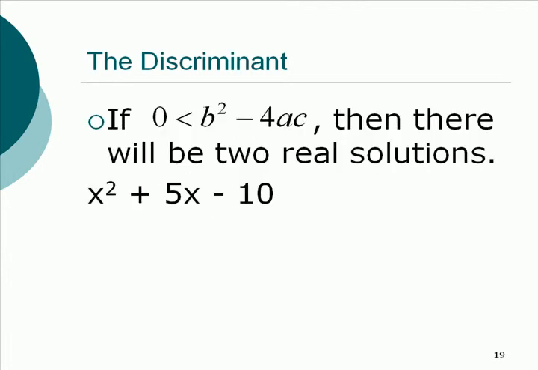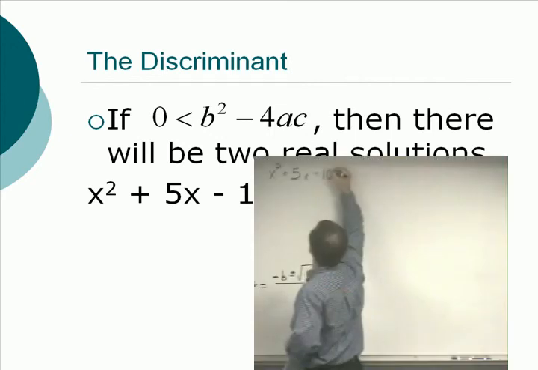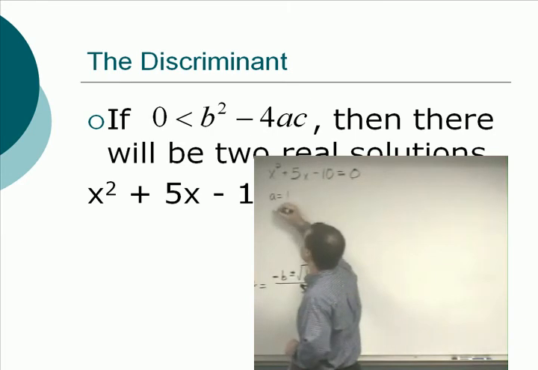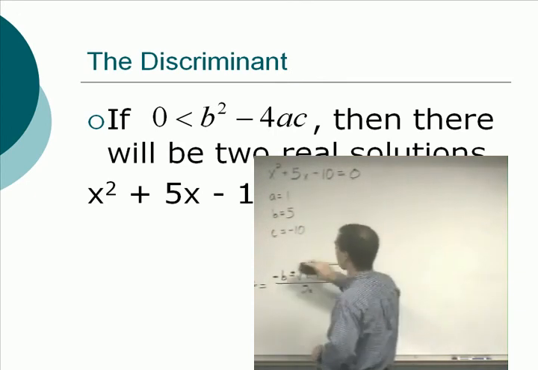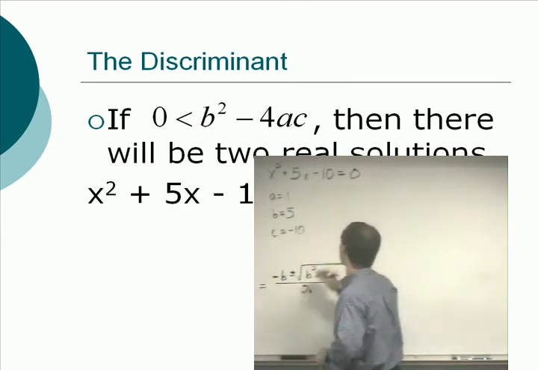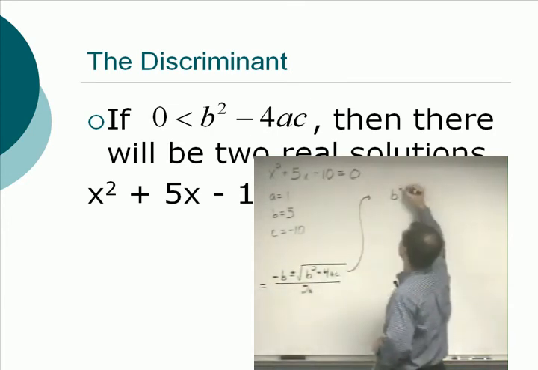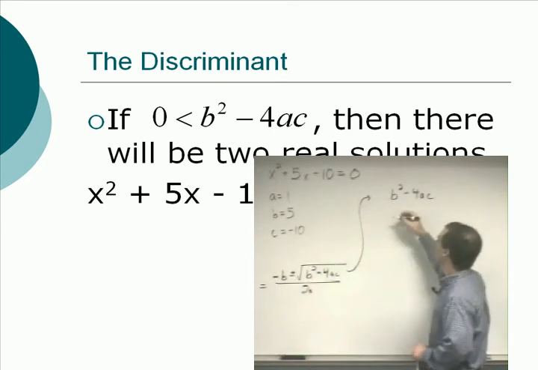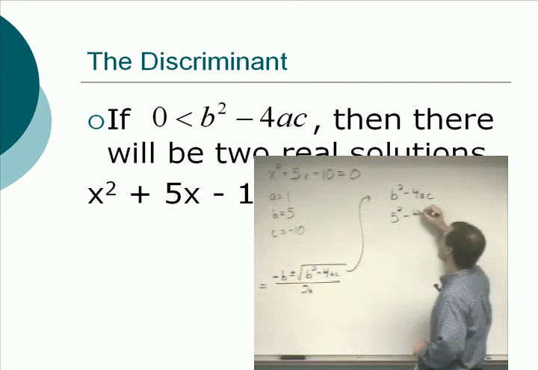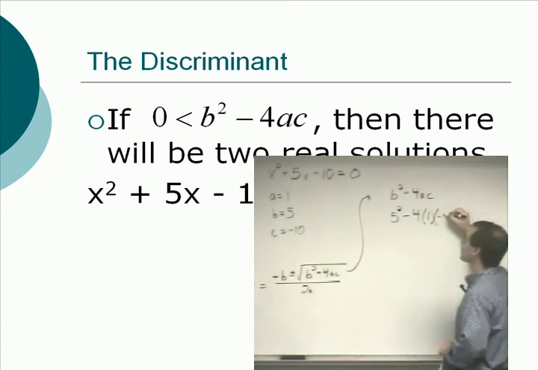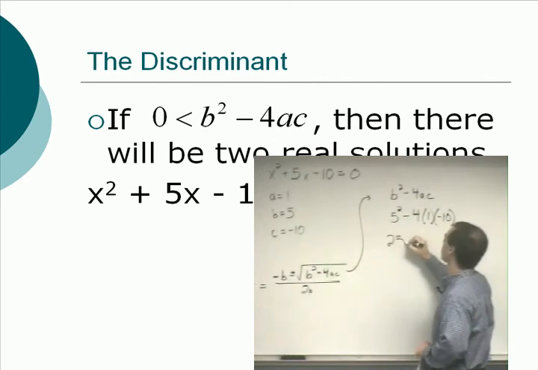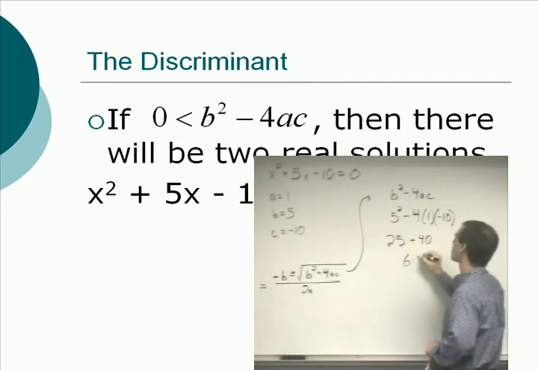It could be the case that b squared minus 4ac gives you a positive number. That's what we just had. Here's an example. If we have x squared plus 5x minus 10, there's a case where we have no trouble. In this case, a equals 1, b equals 5, c equals negative 10. So this is the quadratic formula. We're not really interested in the whole thing, though. All we want to know is what is the value of the discriminant. B squared minus 4ac. So we're going to have 5 squared minus 4 times 1 times negative 10. That gives us 25 plus 40 or 65.